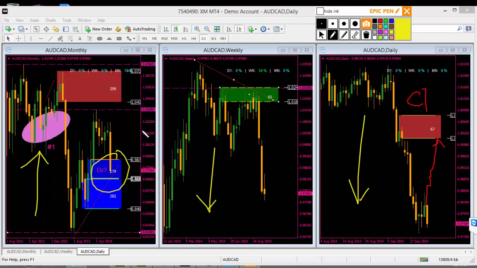Okay. So look for demand zones in the lower time frames that are within the monthly demand zone, and when the price touches those levels, you can look to buy at the demand.